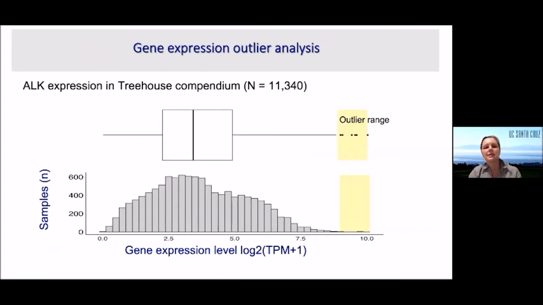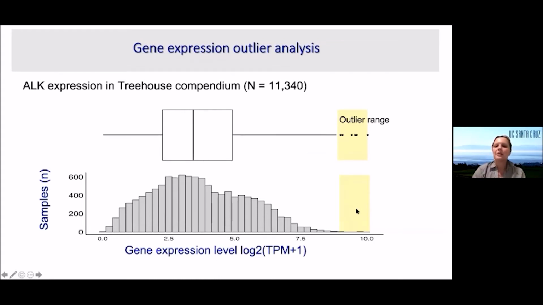So one way we use these compendia is to look for these overexpressed cancer driver genes or overexpressed oncogenes like JAK1. And we use this gene expression outlier approach, where if we look at the gene, so here we're looking at the gene called ALK, which is important in some pediatric cancers like neuroblastoma. And so here on the y-axis is the number of samples in our compendium, and on the x-axis is the expression level of ALK.